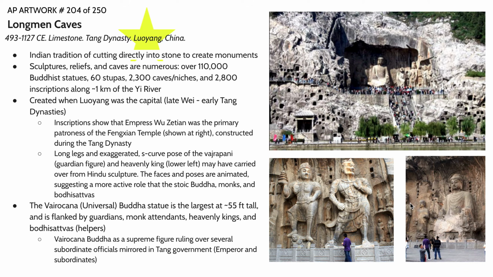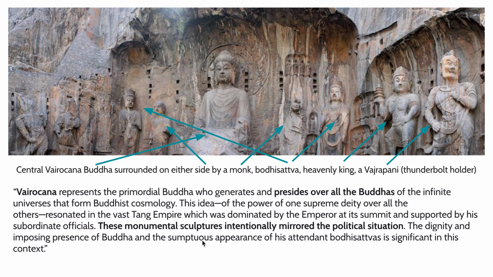The Vairocana Buddha for scale is around 55 feet tall. What's interesting when you look at this sculptural ensemble is that it was very much intended to represent the political situation of the Tang government at this point in time. So I have included this excerpt from the Khan Academy article just because it really well articulates the social structure of the Tang court and how that corresponded to this sculptural ensemble.